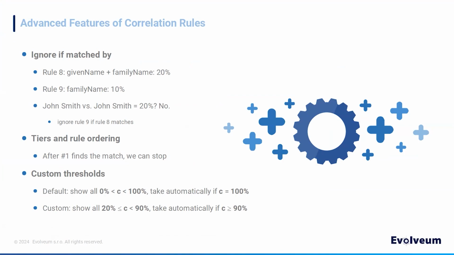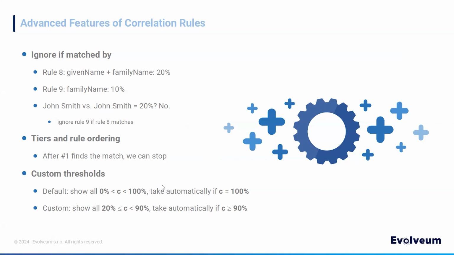correlation rules. Sometimes we may have overlapping rules. For example, if both given and family names match, let's take the confidence of 20%, because that can be quite a coincidence. If the family name matches, be it even only 10%, naturally we would expect any candidate with both names matching to have the confidence of 20. In fact, it would be 30, because both rules apply here, this and this. So to provide more natural and intuitive results, we may say that the rule number 9 should be evaluated only if the rule number 8 does not apply.